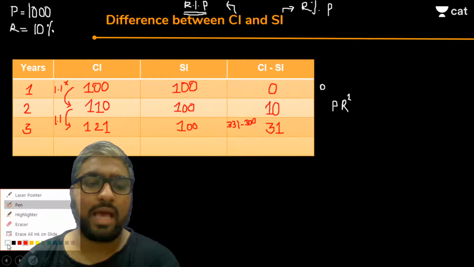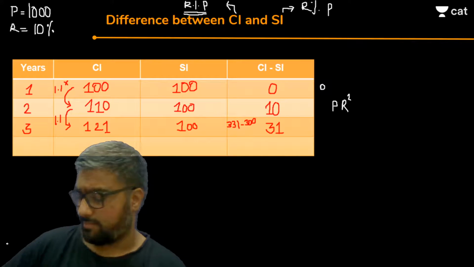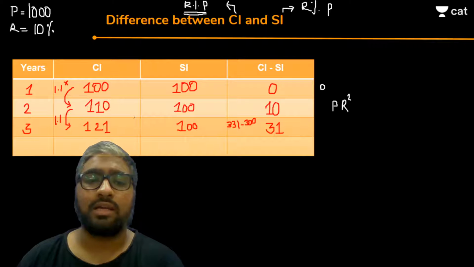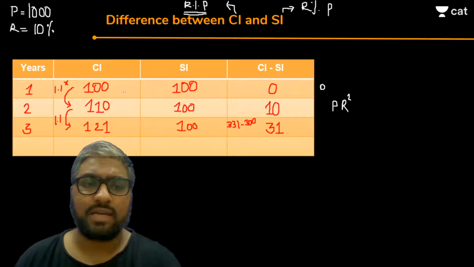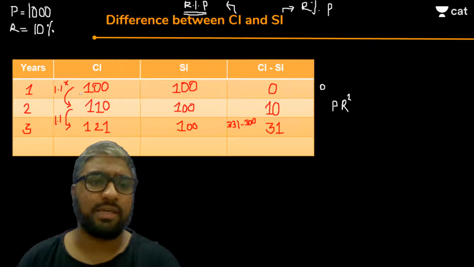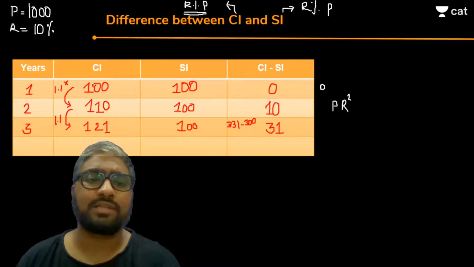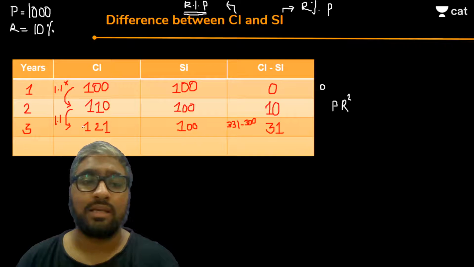And if you look at the algebraic portion of it, 31 rupees is basically what? The previous year's interest, that is R percentage of P. So this particular thing would be R percentage of P plus R percentage of R percentage of P. You agree? So how much would this be?